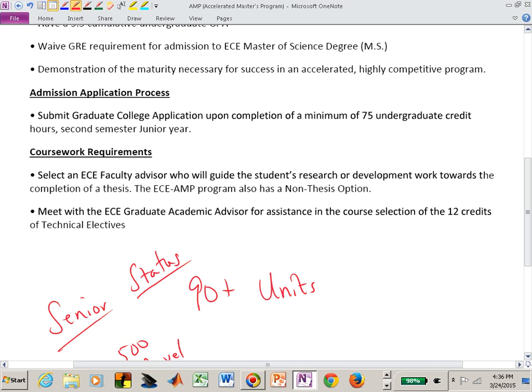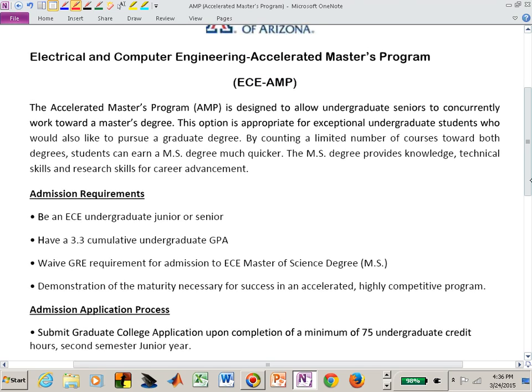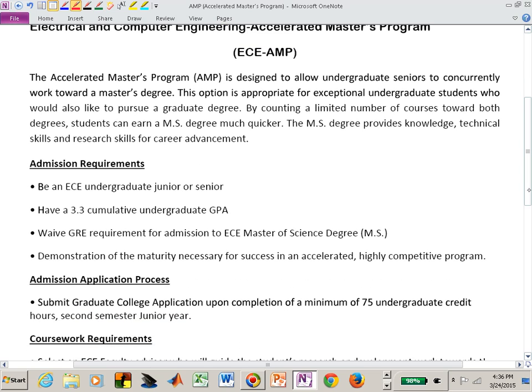If you went for a master's degree without a thesis, that consists of 10 classes. In this particular Accelerated Master's Program, you can actually count 4 classes towards both degrees. And you need to meet these particular requirements. You need to be a junior or senior. In order to take the 500, you have to have 90 plus units. You need a 3.3 cumulative undergrad GPA, but we do waive the GRE requirement, which cuts you some slack. Now you don't have to pay the $70 or whatever the fee is to take the GRE.